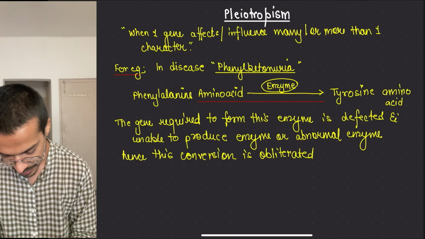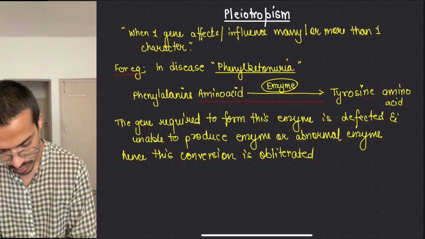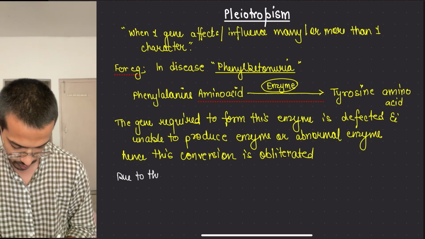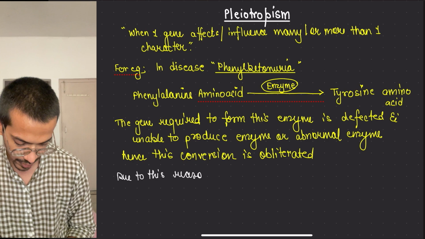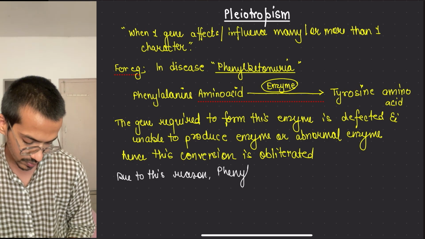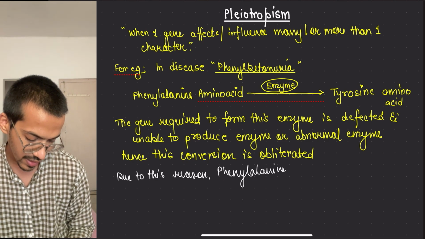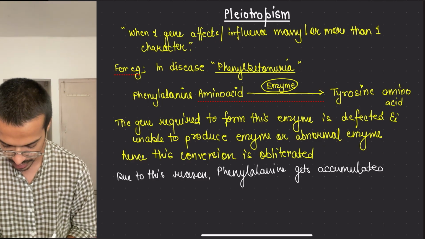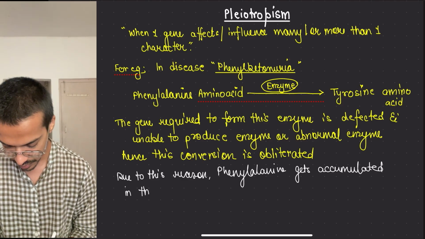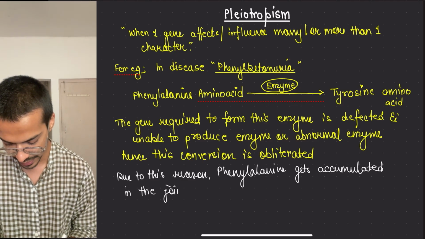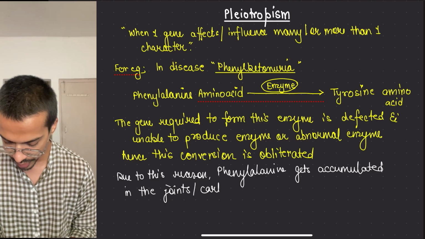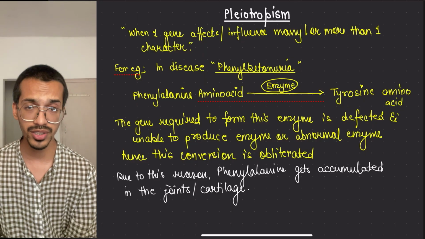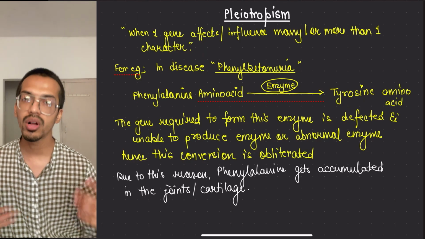Okay, so what will happen? Due to this reason, phenylalanine gets accumulated in the joints or cartilage. And now if they are getting deposited over there where they should not be present, they will create what? Problems. Okay, so they cause pain, all those things.